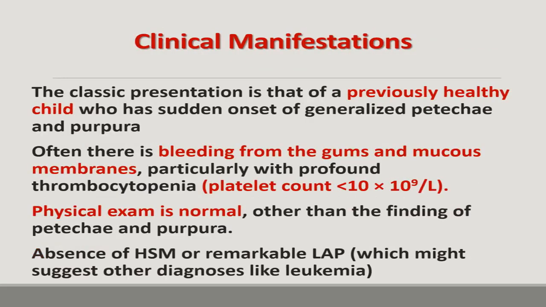The clinical manifestation, as we said, is the classic presentation in a previously healthy child with sudden onset of generalized fatigue and purpura. Often there is bleeding from the gums and the mucous membrane, especially when there is profound thrombocytopenia, that is to say platelet count less than 10,000. Physical examination is normal other than the presence of fatigue and purpura. There is absent hepatosplenomegaly or remarkable lymphadenopathy, which might suggest other diagnoses like leukemia.